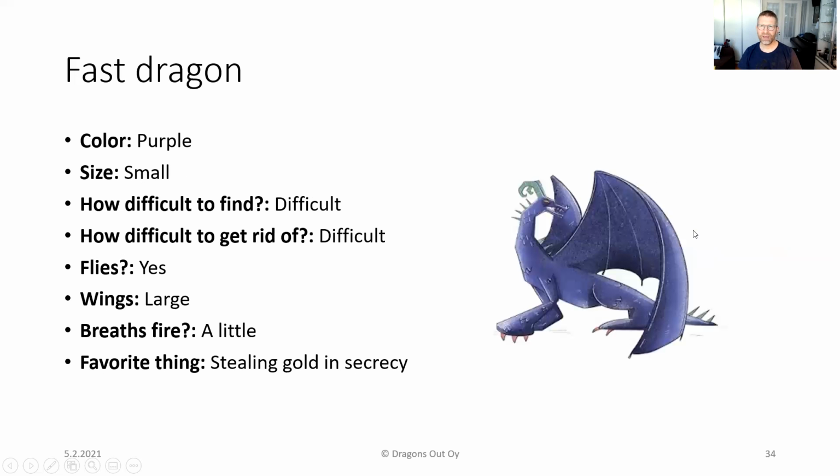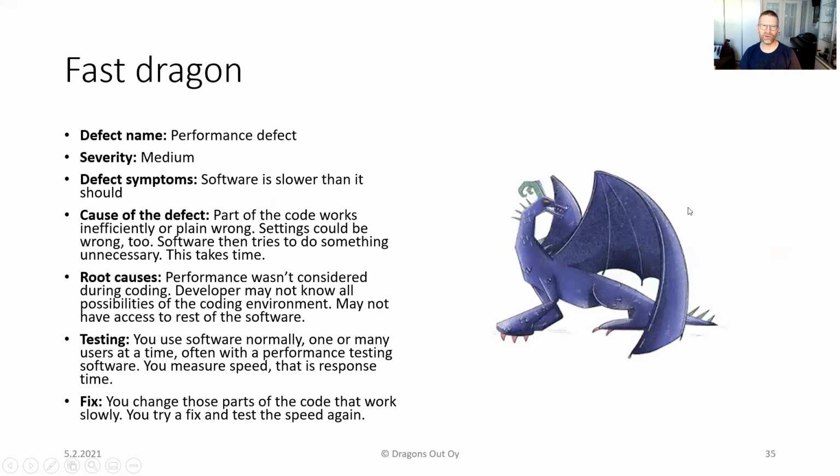Then we have fast dragons. So these dragons are purple, very difficult to find and difficult to get rid of. They like to steal gold in secrecy. So this comparison leads us into performance defects. So defects that relate to how fast this software is, how fast it is for the users to do something, even when there are many users in the software. And if something works, but it is slow, that's a performance defect.